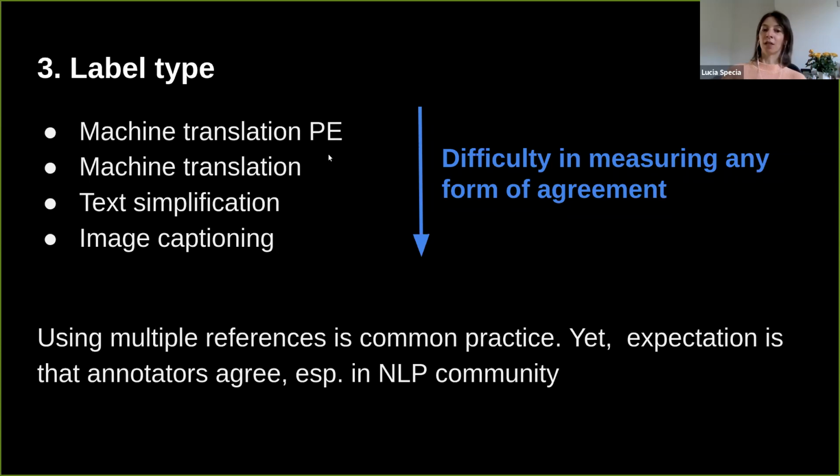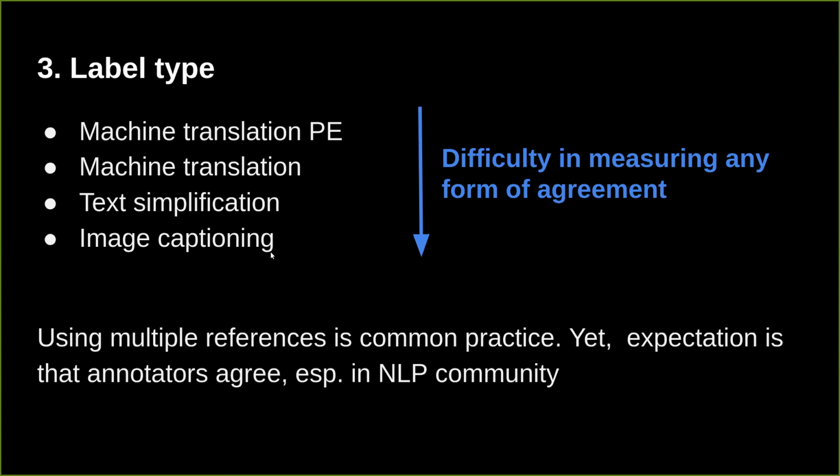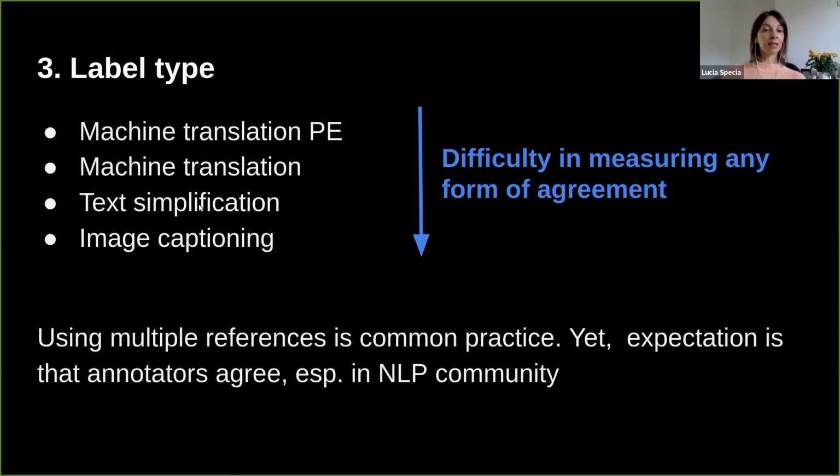Even though all of the labels here are text, there are differences. In machine translation post-editing, I'm asking the annotators to fix the machine translation into another string. In machine translation itself, I'm asking the annotators to generate a translation. In text simplification, annotators will generate a simplification. And in image captioning, annotators will generate a description of an image. These are all sentence-level generation tasks, and you could have even more complex ones like summarization, but let's stick to sentences here.